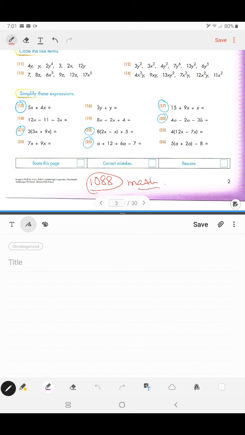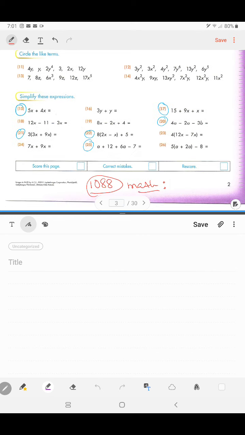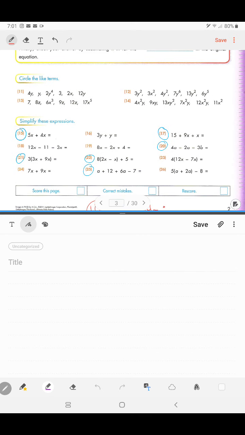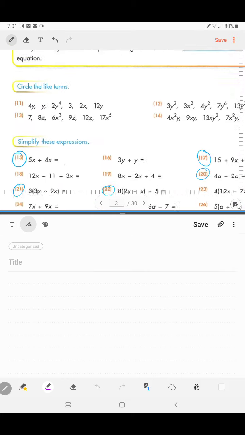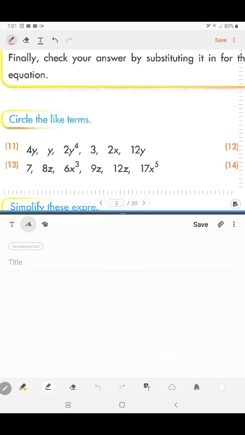In case some of you guys have been having a bit of a struggle starting up your math, I'm gonna help you up to your checkup. I'm only gonna give you a few examples of each page, and then you guys have to do the ones in between. Okay, so starting with 11 through 14, they want you to find like terms.